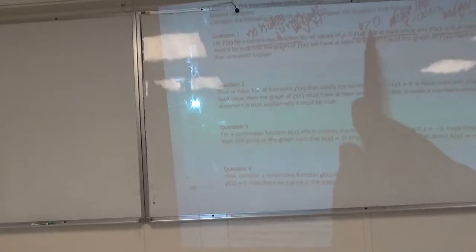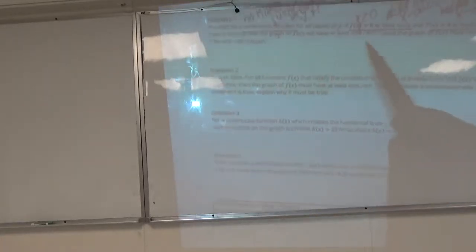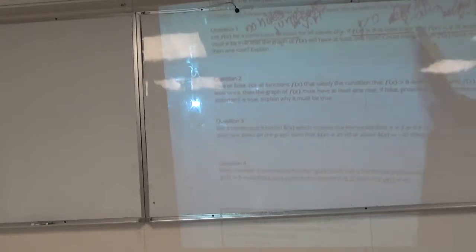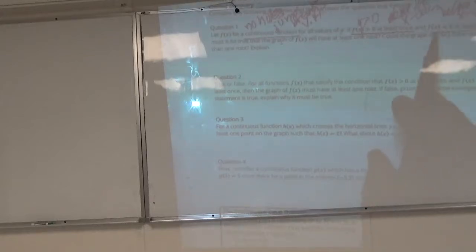greater than 0, well, f of x greater than 0 means y is greater than 0 at least once. That just means that there's a point above the x-axis. If you were to look at the graph, you'll see a point above the x-axis. And f of x is less than 0 at least once. There's a point below the x-axis.